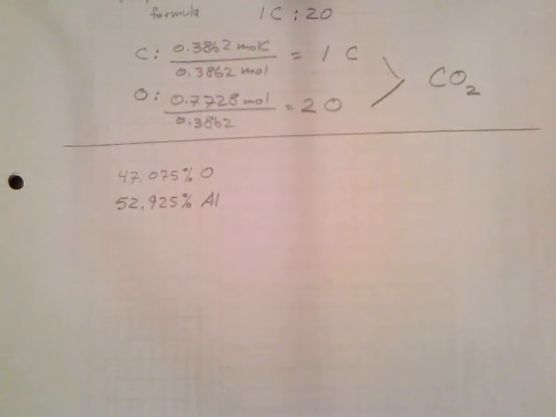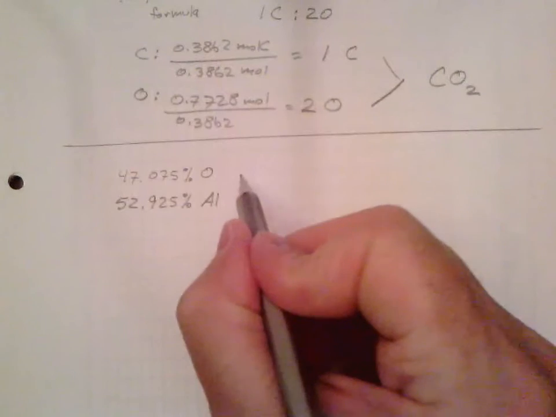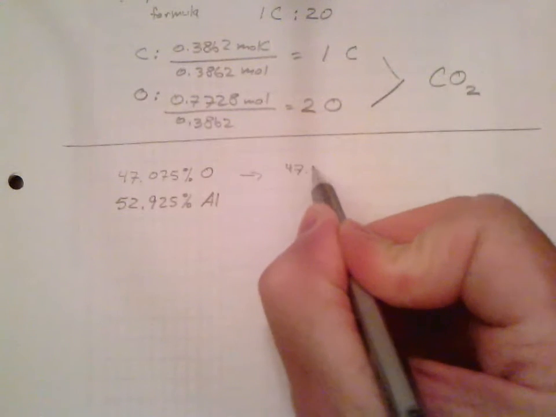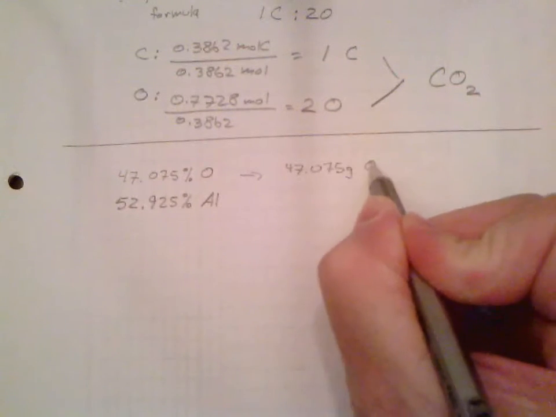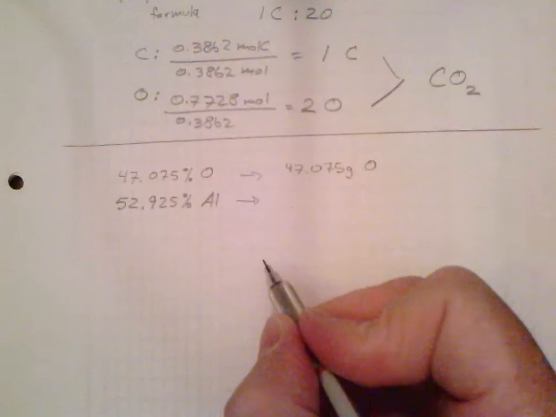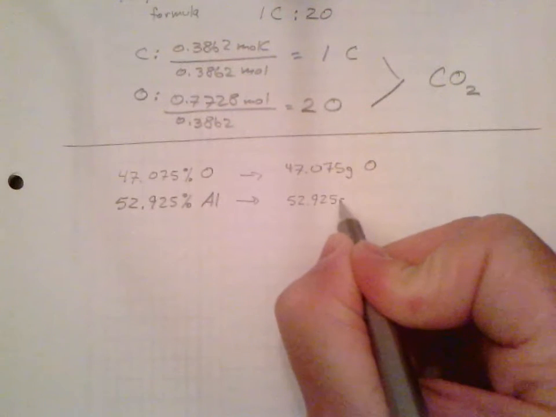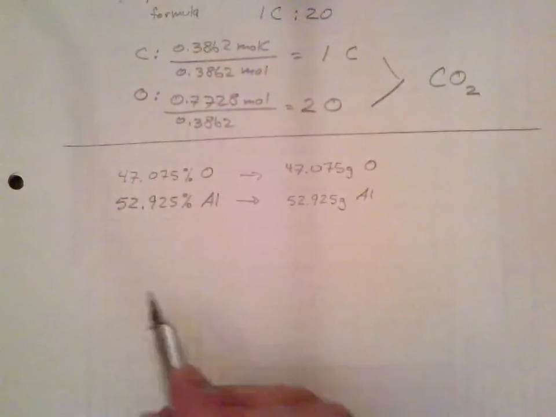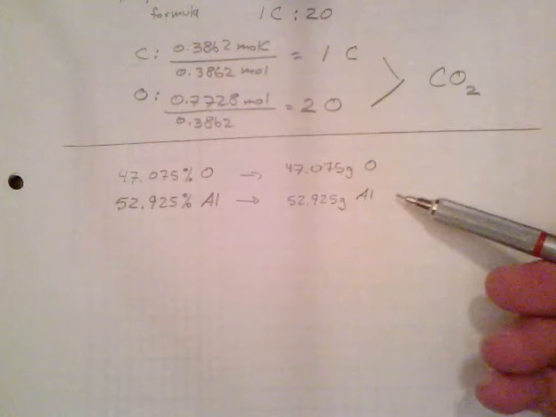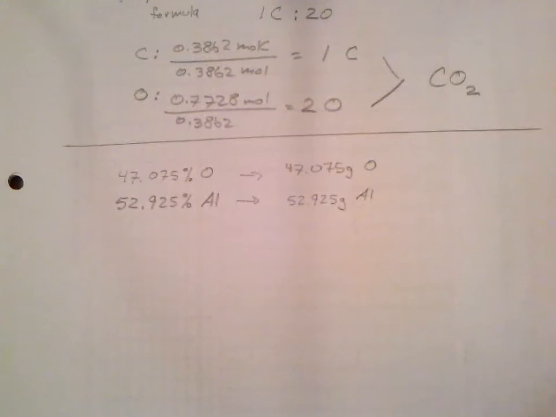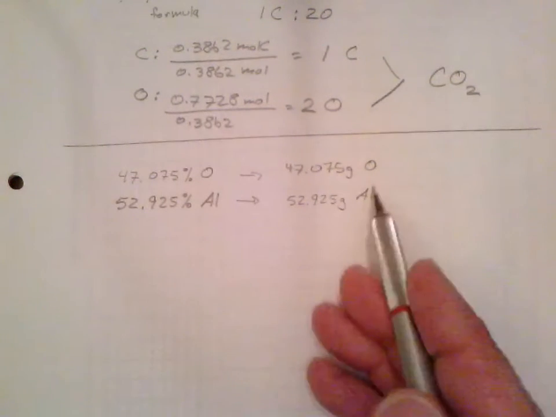So let's assume that we have a 100 gram sample. In that case, 47.075% of 100 grams would be 47.075 grams of oxygen. Similarly, 52.925% of 100 grams is 52.925 grams of aluminum. This little trick of assuming 100 grams lets us now reduce this problem to a problem like we had before, where we knew the masses of each. So we'll proceed as we did before.